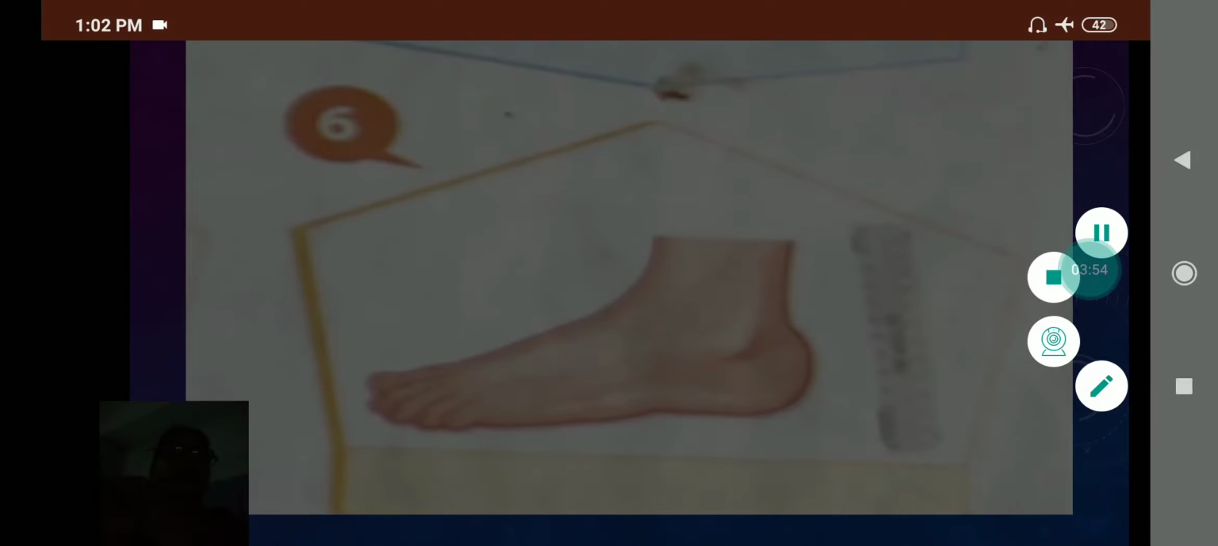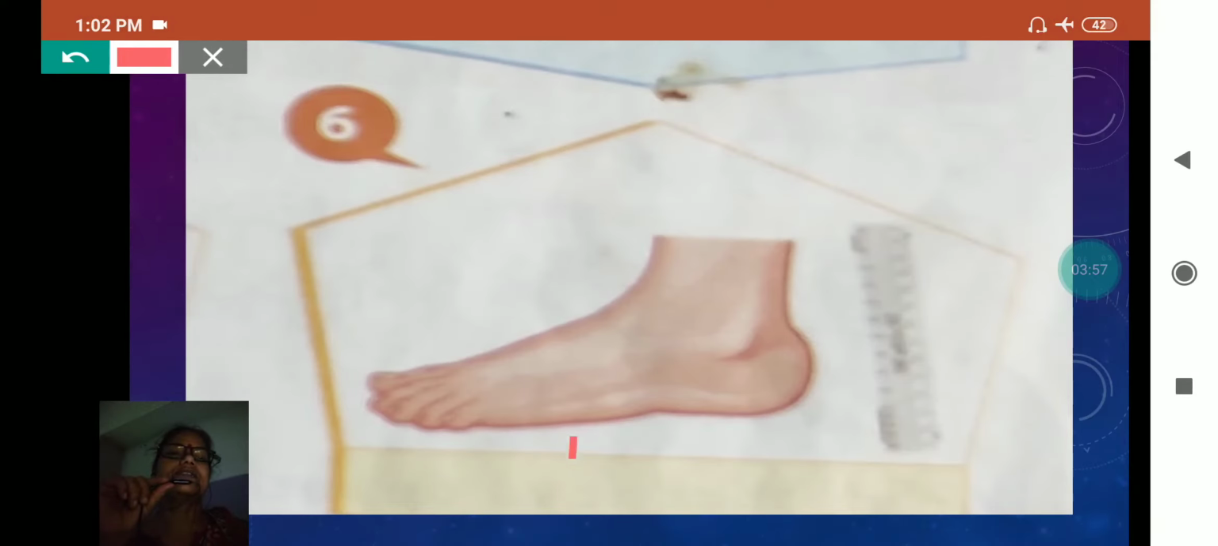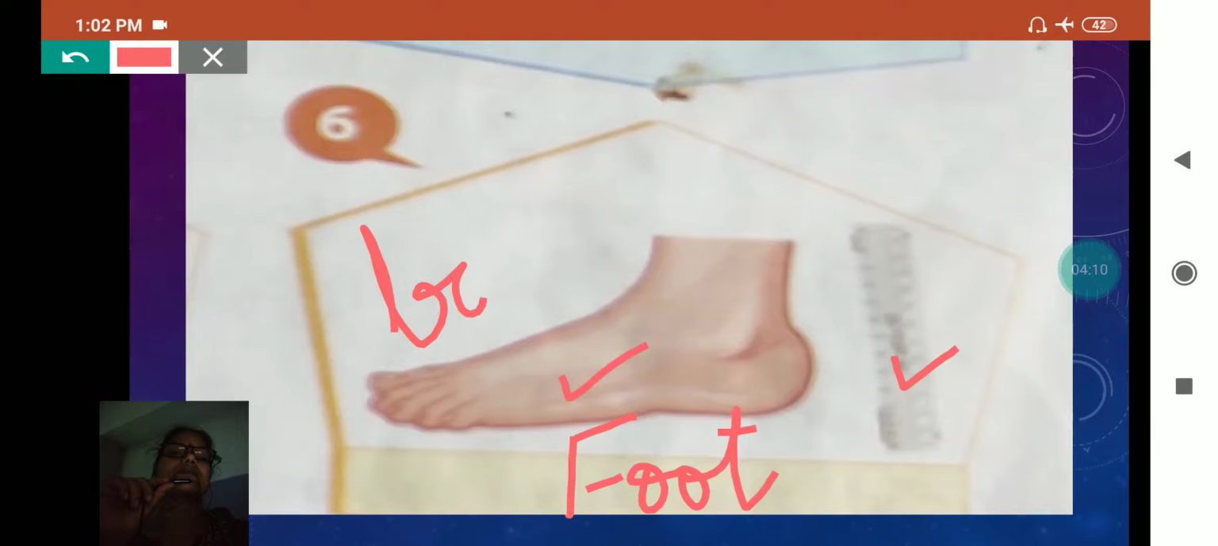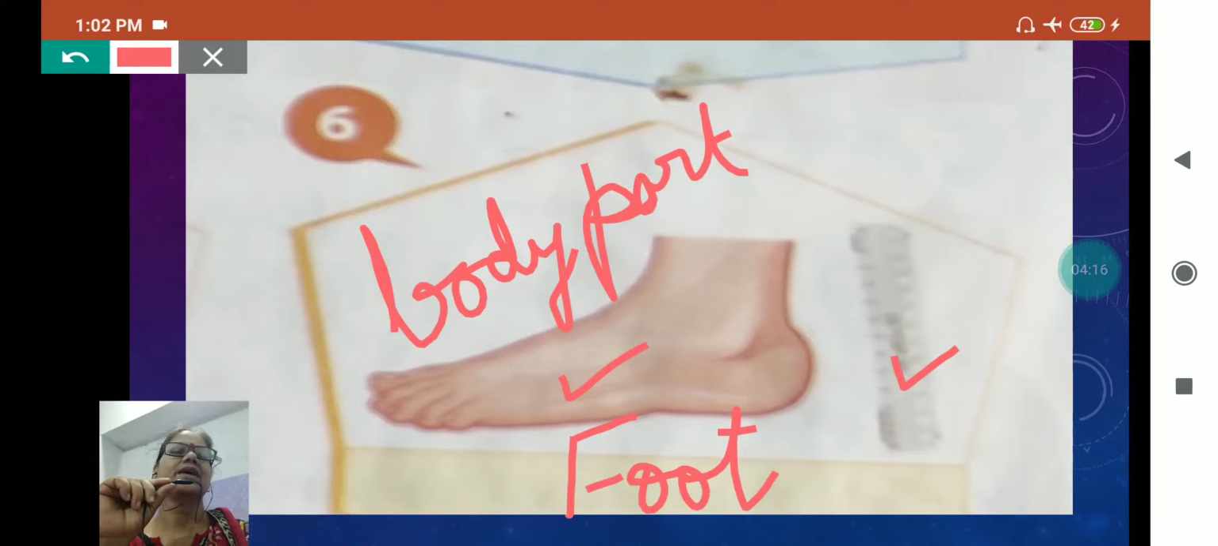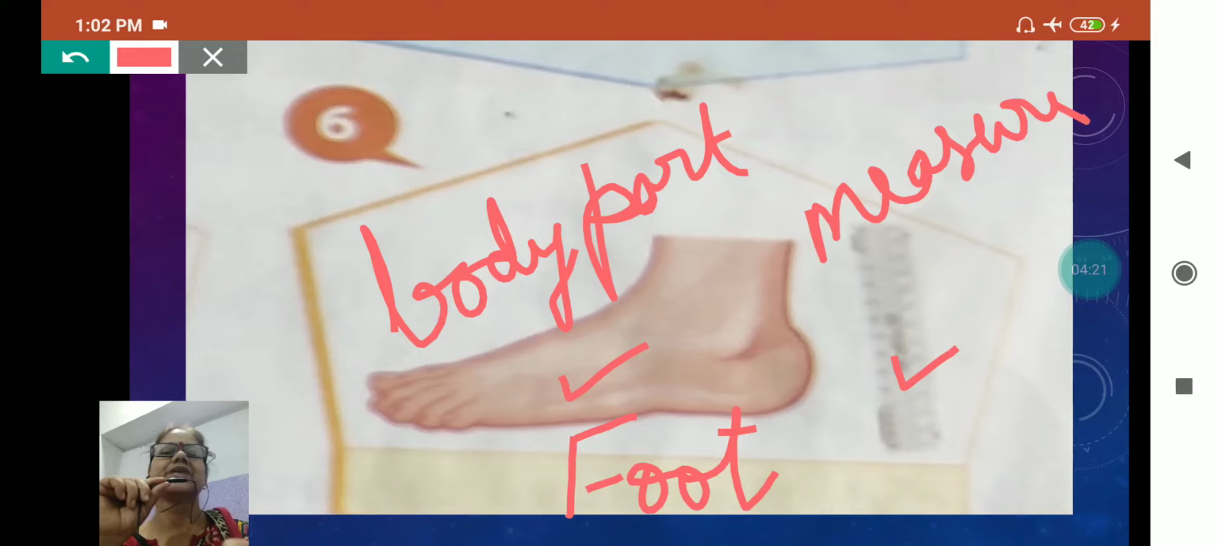Now see, here again, this is the foot. This is the part of our body. And this foot is used for measurement. This is a body part. And this foot is used in measuring. Those who are having a big scale, that is of 1 foot, where there are 12 inches. Because 12 inches is equal to 1 foot.